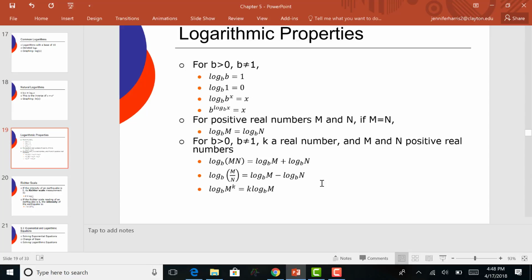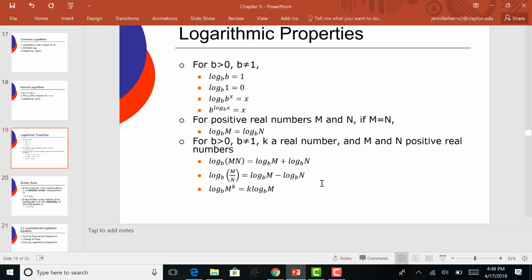Exponents. What if I have log of m raised to the n? In this case, it might be log base b of 5 raised to the 3 power. What happens when it becomes an exponent? The exponent gets pulled to the front. So that's going to end up being 3 log base b of 5.